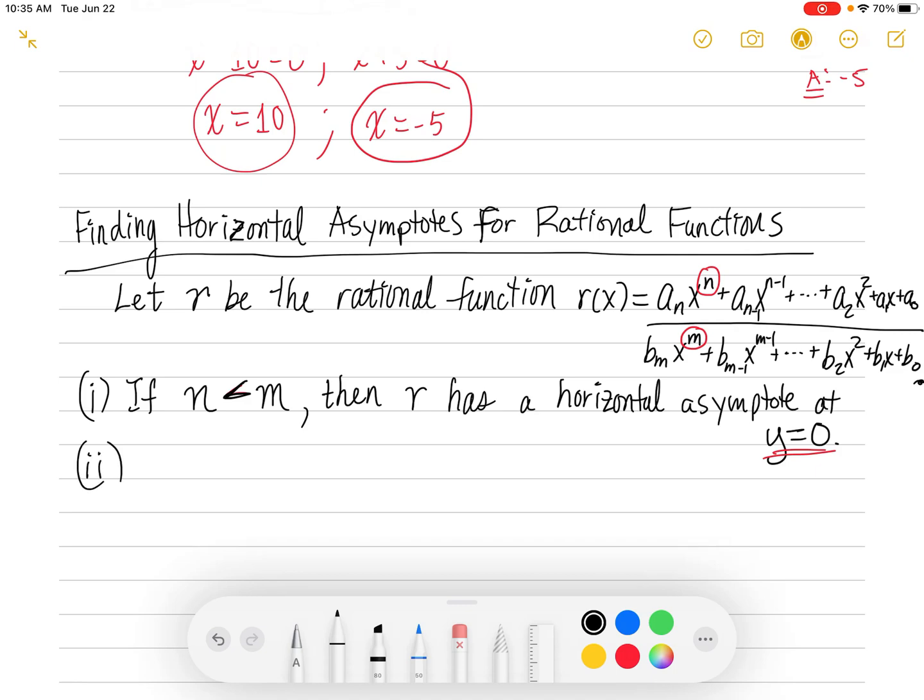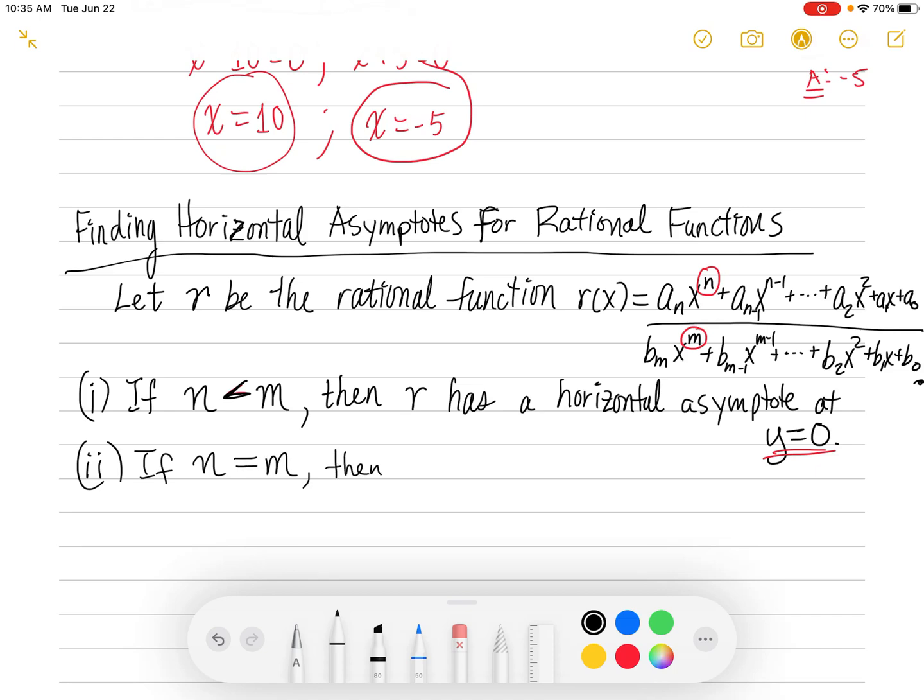Y equals 0. That's your first case. So if you have a smaller degree on top than on bottom when you're looking at your polynomials, you automatically have a horizontal asymptote at y equals 0. What if they're the same?